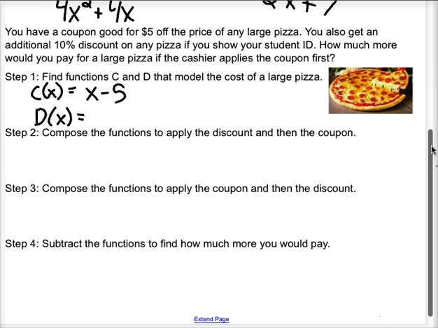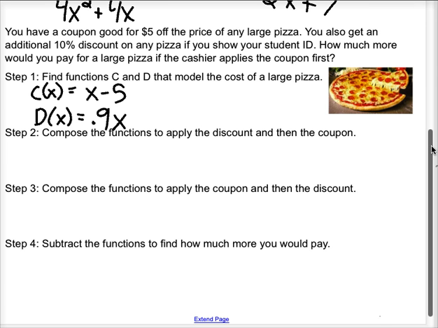All right, well, let's think about it. If we're paying 10% less, we're taking off 10%, we're paying for 90% of the pizza. So I'm going to represent that with 0.9x. Because again, if it's a 10% discount, I'm paying for 90% of my pizza. Well, 90% as a decimal is 0.9. So those are the two things that I can apply to my pizza, the coupon and the discount. And we want to know which is better. So we're going to compare.